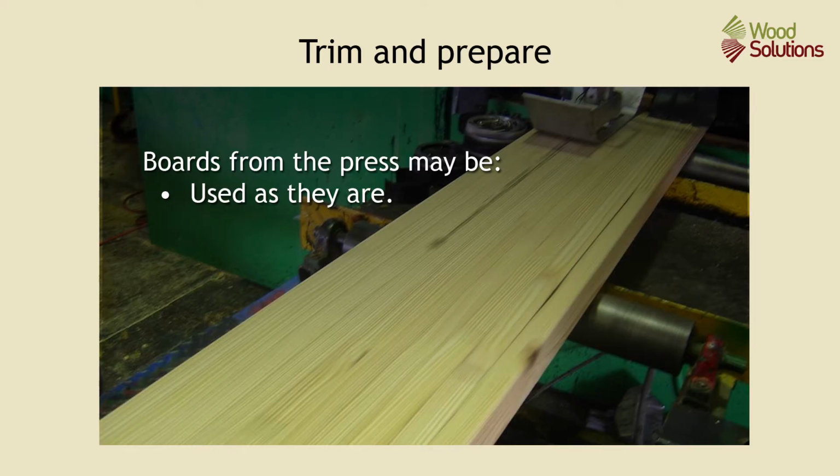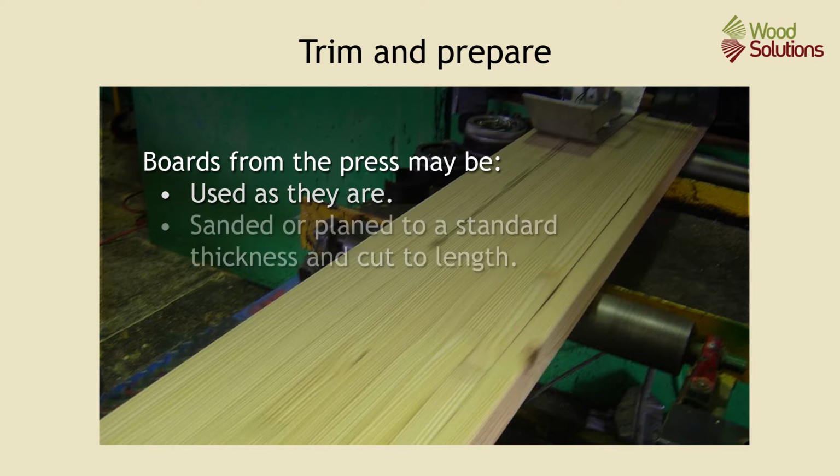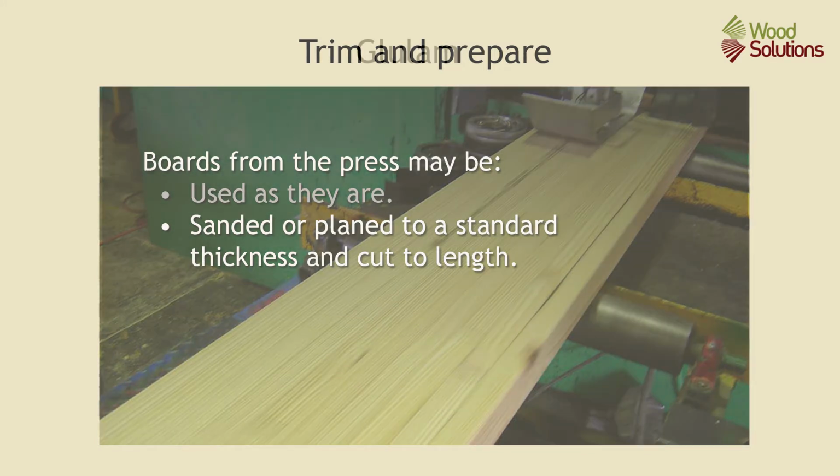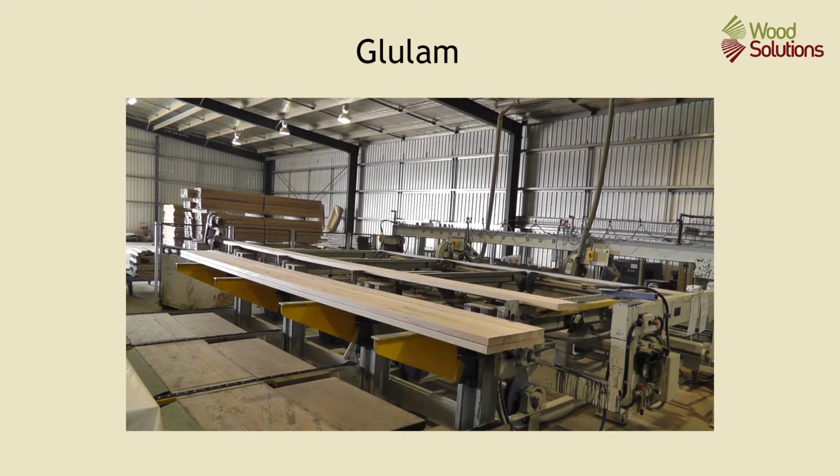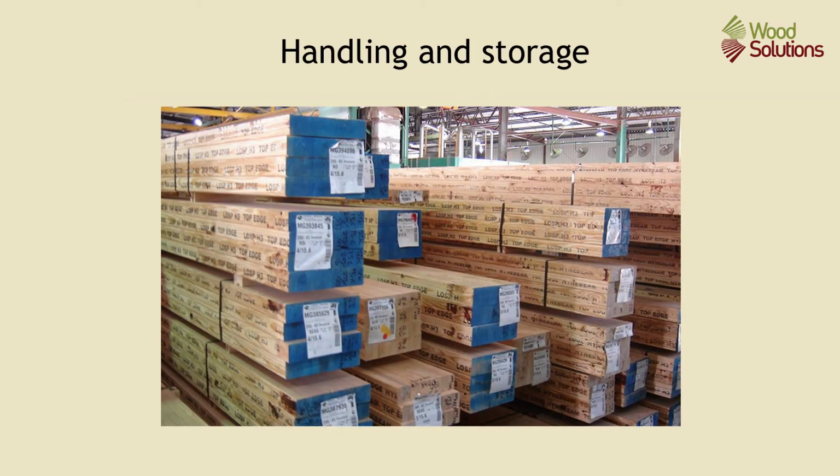Once removed from the press, boards are prepared for the market or use. They may be used as they are, or sanded or planed to a standard thickness and cut to length. In this automated operation, boards are profiled to standard thicknesses and stacked. The final boards are then stacked in packs ready for handling and distribution to the market. Structural products are usually labelled with the material's grade and information about the producer.